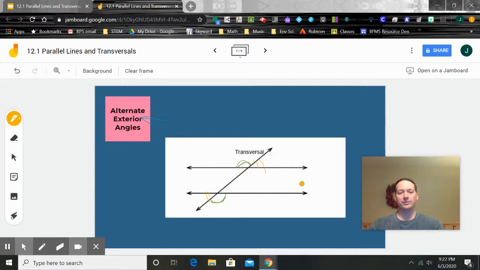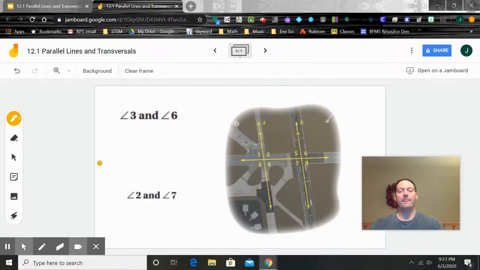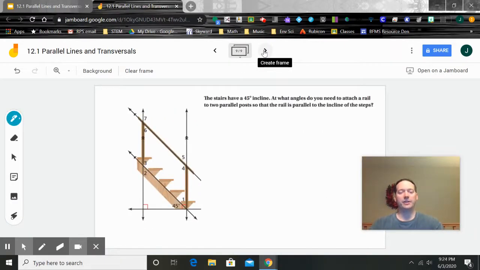Now, what happens with alternate exterior angles? Yep, they are congruent. So this angle and that angle are congruent. That angle and that angle are congruent. So that leads us to this one. So we're going to use what we just did to figure out the answer to this question.